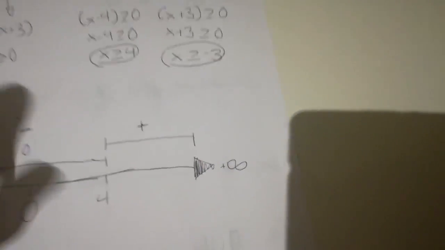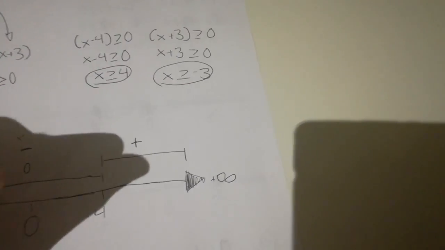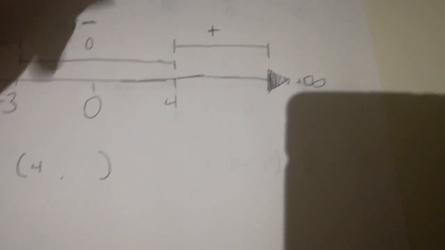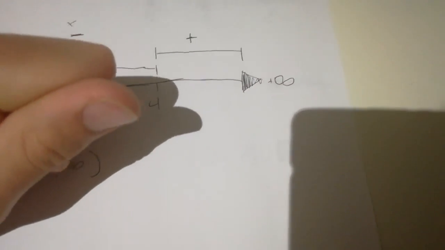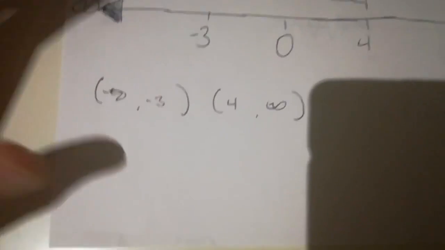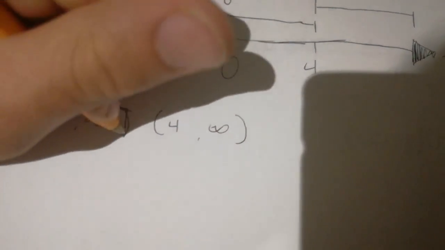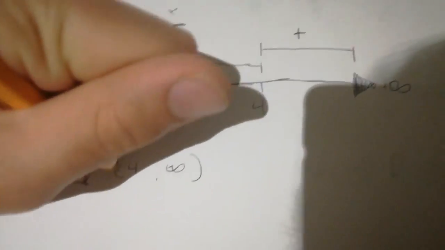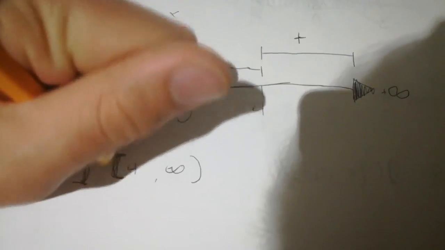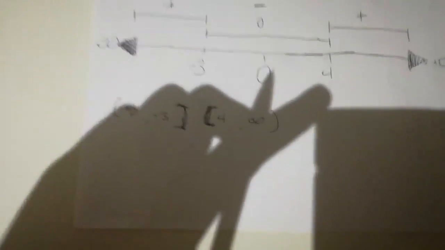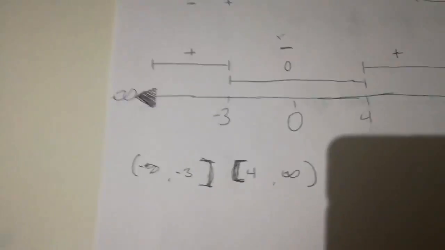So the last one is going to be from a positive 4 to positive infinity. Now, these parentheses are wrong because it's greater or equal to. This means that this 3 is actually a bracket and this 4 is actually a bracket. So this is a correct answer to this problem.